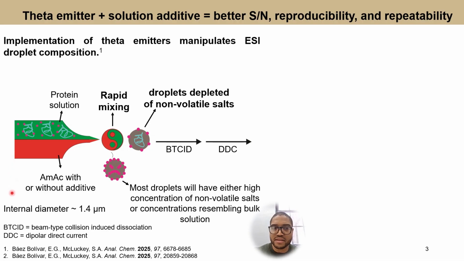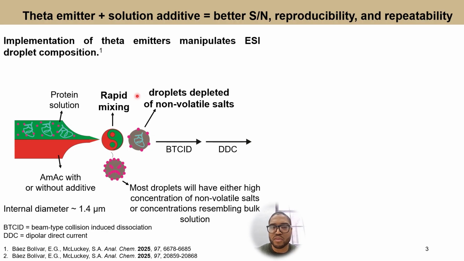An important practical consideration is that the internal diameter of each of the channels of the theta emitter, this is the one that we use in our work, is approximately 1.4 micrometer. The internal diameter of a conventional nano ESI emitter generally goes from 1 to 2 micrometers. Once the electrospray process starts, a Taylor cone is formed and rapid mixing occurs. But rapid mixing is a stochastic process. There will be several ESI droplet populations formed during mixing.